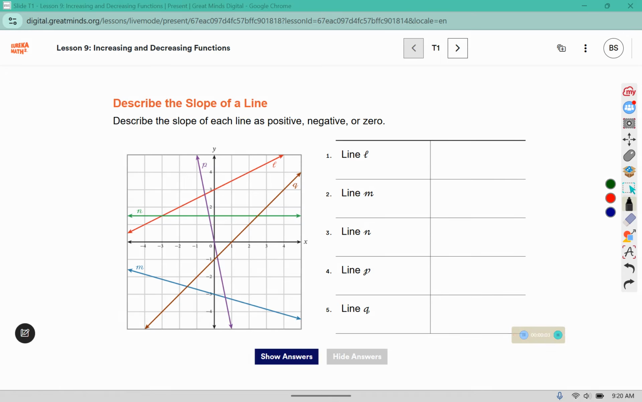Describe the slope of each line as positive, negative, or zero. For line Q, you can see it starts on the bottom left and increases as we move to the right. So since it's going up as we move from the left side to the right side, this has a positive slope.